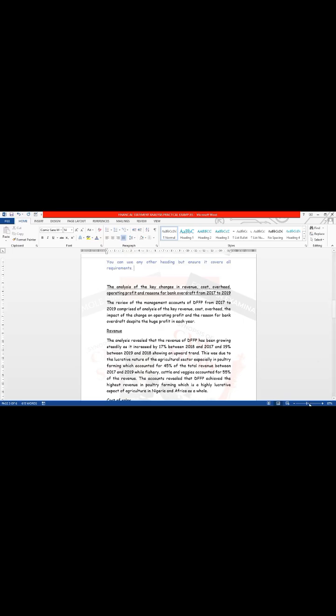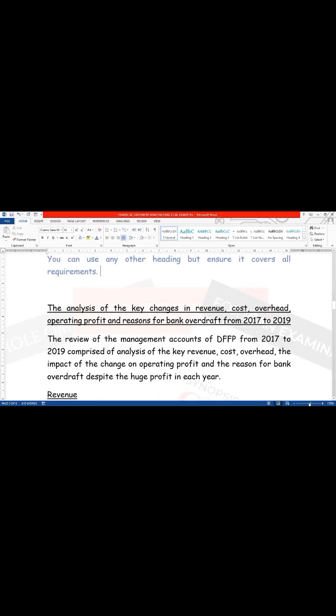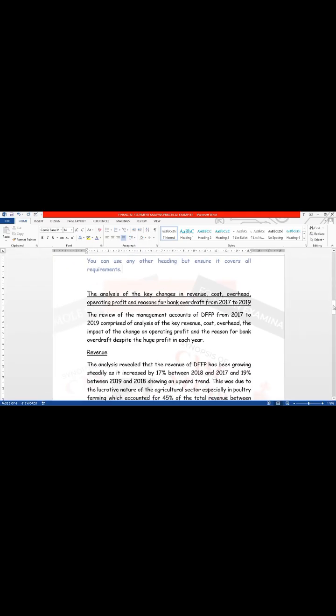It's the financial statement and how it will look in your body of report. Let me bring this back so you can see clearly. Just like my heading, let's go back up. The analysis of key changes in revenue, cost, overhead, operating profit, and reasons for bank overdrafts from 2017 to 2019. So that's the heading I will give. So now let's go to the body.